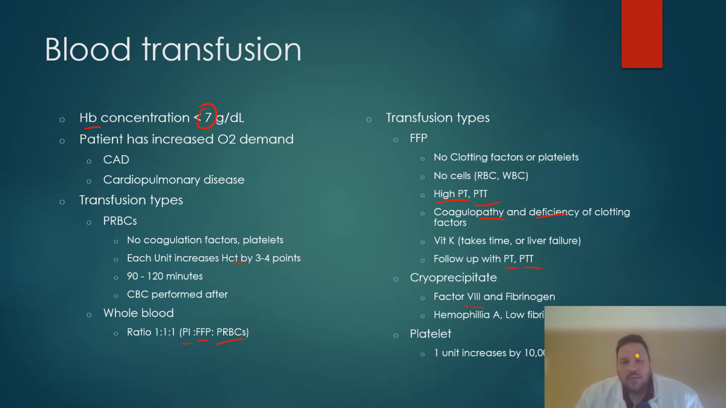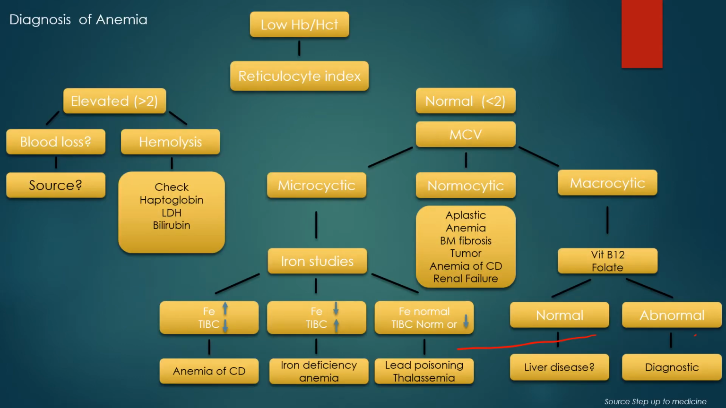Platelets are typically given when the patient has a very low platelet count, and 1 unit can increase the platelet count by 10,000. So how do we diagnose anemia? Well, the patient comes to you, they have a low hemoglobin concentration or low hematocrit. What is the next thing we look at? That is the reticulocyte index.